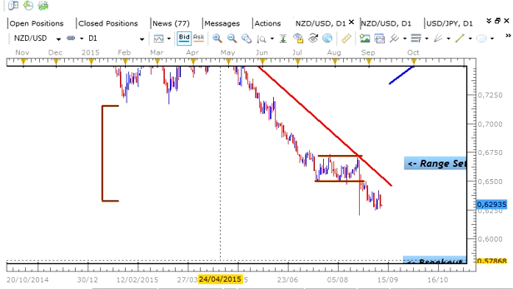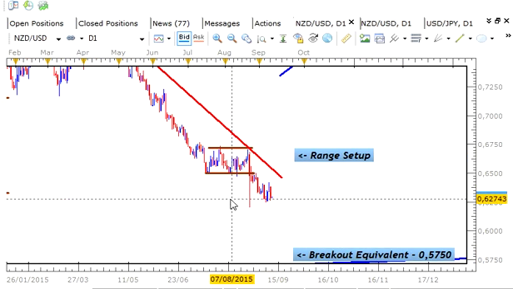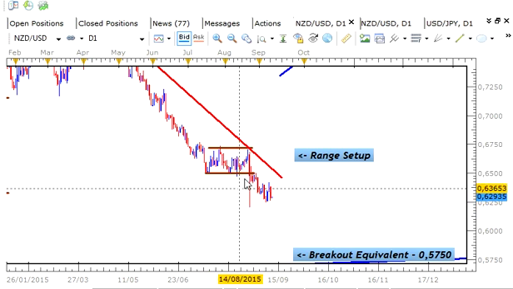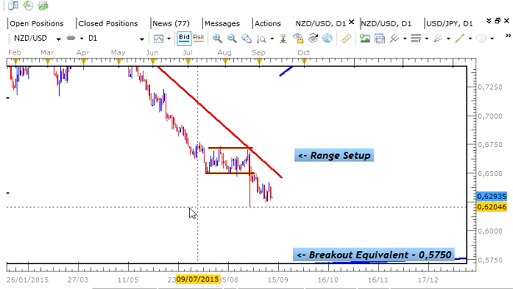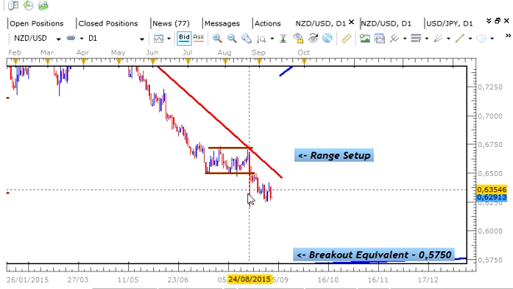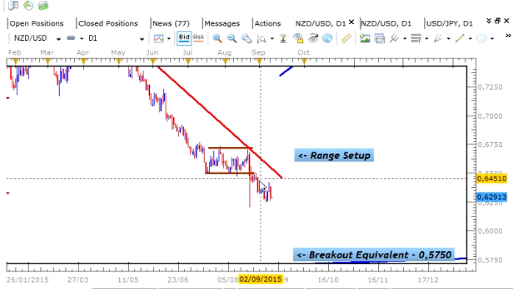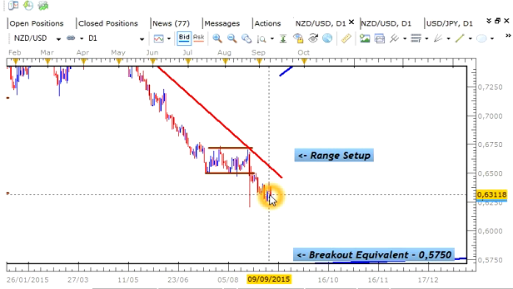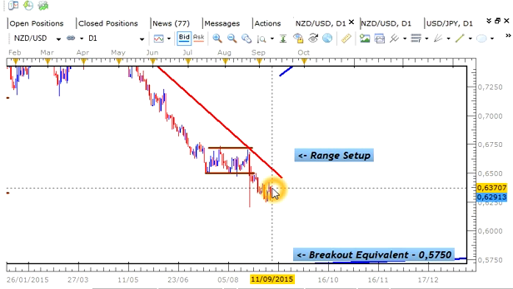So in a nutshell, these types of spikes tend to coincide with sharp periods of risk aversion, and they normally lead to the breakout equivalent of a range being hit, and trading following these spikes is generally very risky. So lesson learned, and we'll move on from here.